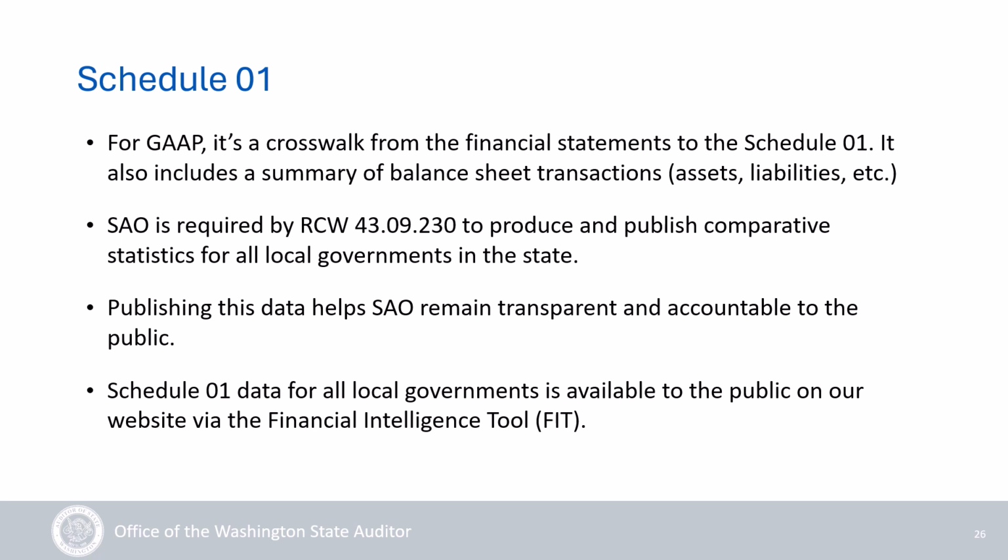For GAAP governments, it's basically a crosswalk from their financial statements into the Schedule 01, but utilizing the prescribed BARS codes. It also includes a summary of your balance sheet transactions, such as assets, liabilities, deferred inflows, and outflows.